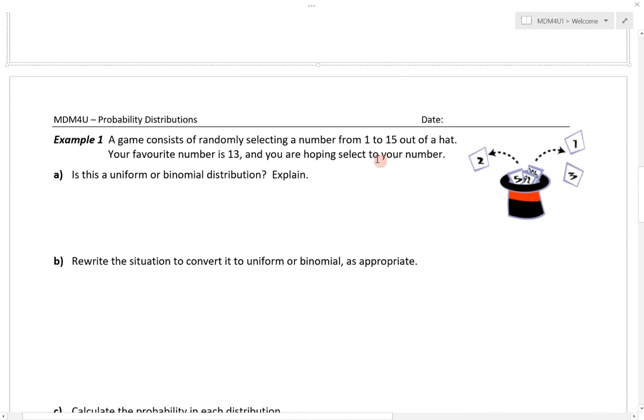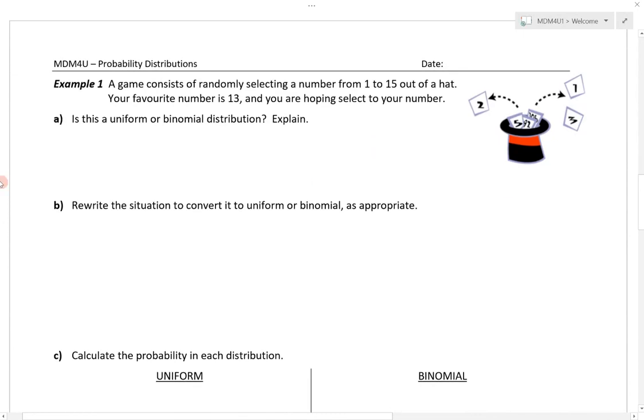All right, so let's look at an example and see which one we need to apply. Example 1: a game consists of randomly selecting a number from 1 to 15 out of a hat. Your favorite number is 13, and you are hoping to select your number. Is this a uniform or binomial distribution? Explain. We're going to say that this is a uniform distribution.